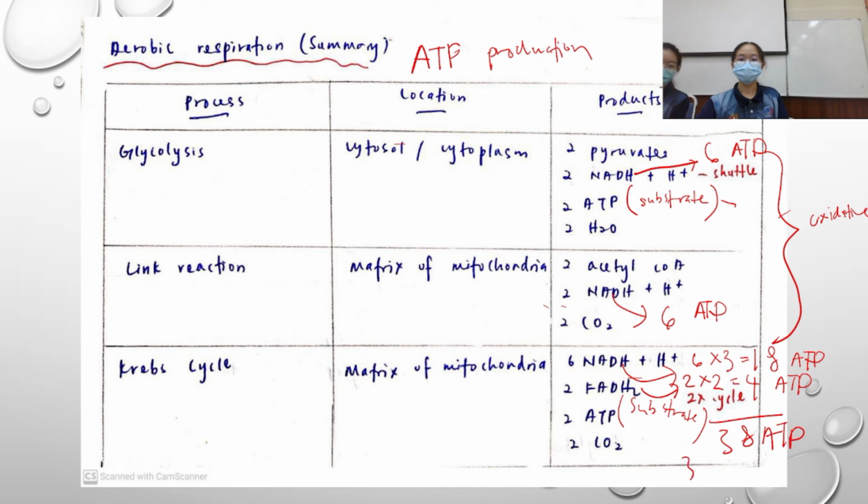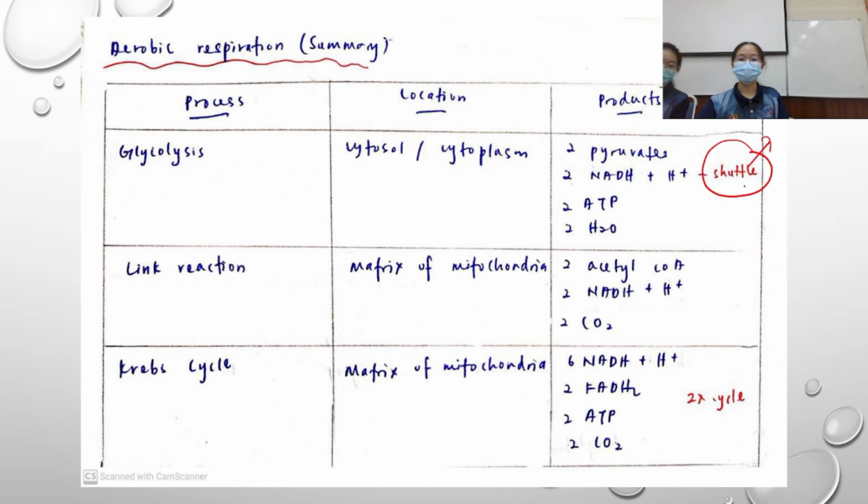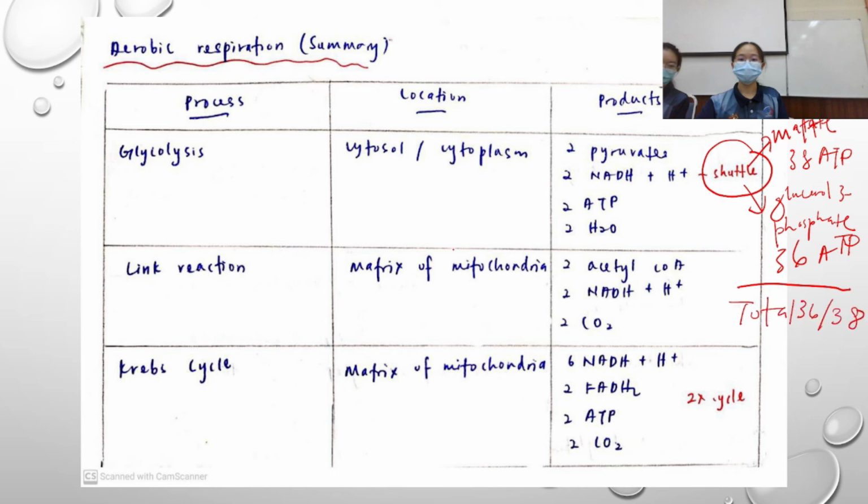However, there is a range of 36 to 38 ATP produced. 38 ATP is the maximum ATP produced in aerobic respiration. The range of ATP produced actually depends on the glycolysis shuttle. There are 2 types of shuttle, which are the malate shuttle and the glycerol 3-phosphate shuttle. The malate shuttle will produce 38 ATP, while the glycerol 3-phosphate shuttle will produce 36 ATP. So there will be a difference in the total ATP produced in aerobic respiration. That is the summary of ATP production in aerobic respiration.